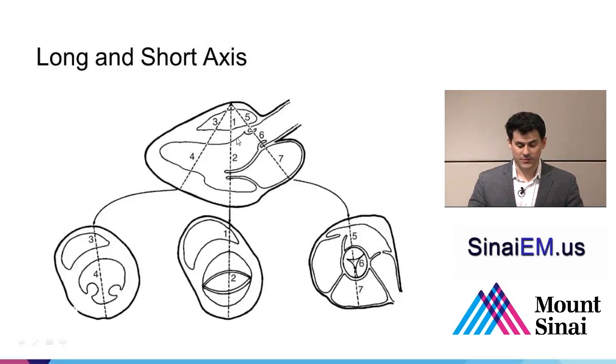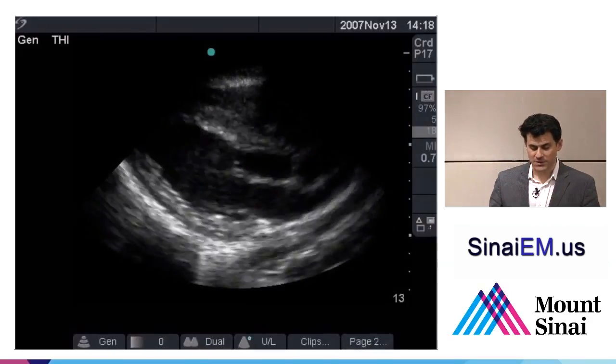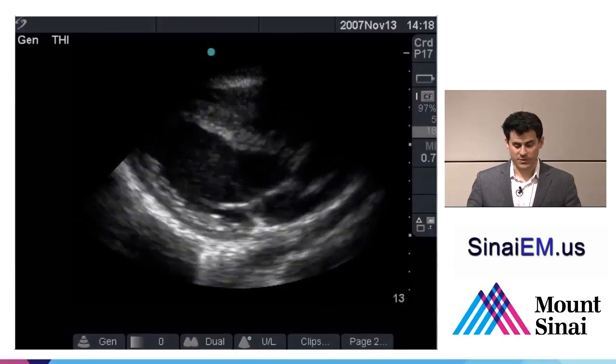But if you image in a different plane, you can actually image through the mitral valve itself, or up here back towards the aortic root, you can image through the aortic valve, the RV outflow tract, and the left atrium. So this is a good long axis view of the heart.